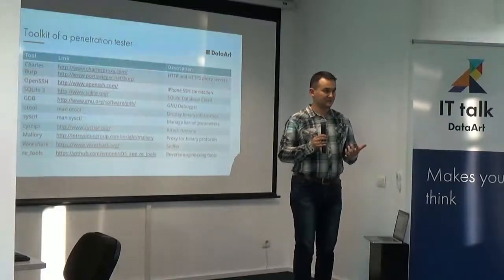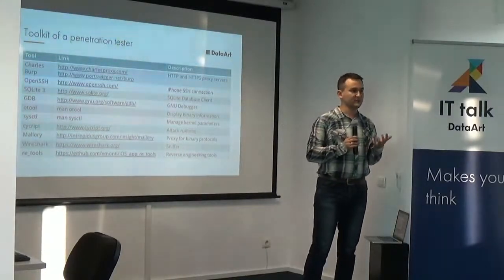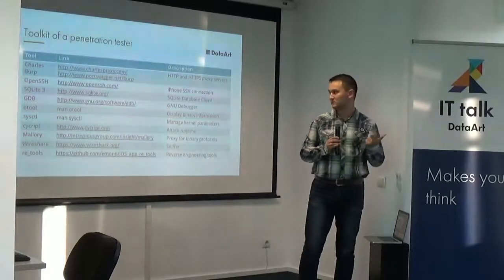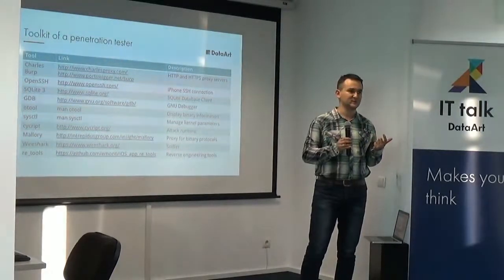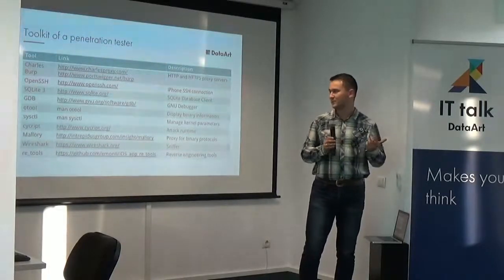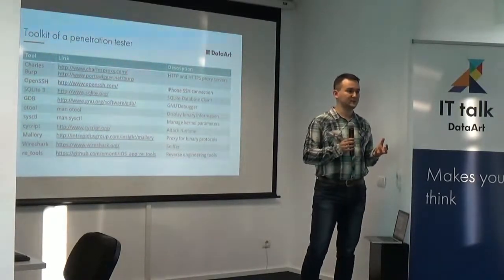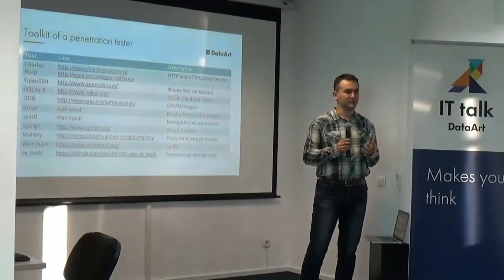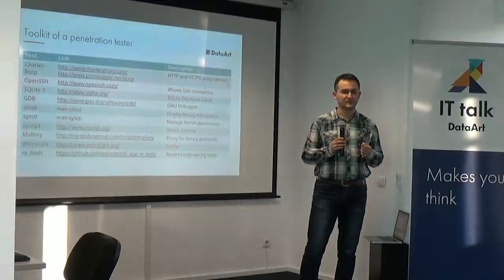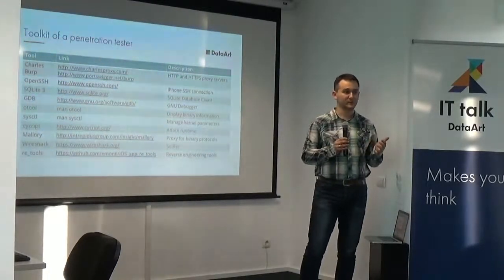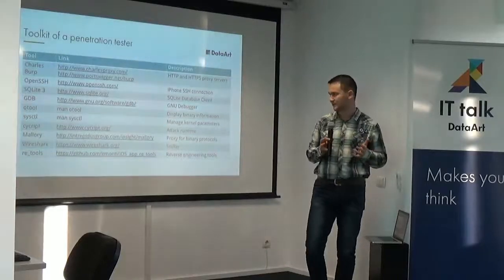What is the toolkit of a penetration tester? First of all, a proxy server like Charles, Burp Suite, what else? As far as I remember, there were lots of them, like Fiddler for Windows and so on. The second is the OpenSSH console. Once you've jailbroken your device, you're able to start an SSH daemon on it, connect, and view the processes. You will have the full Unix console on it.